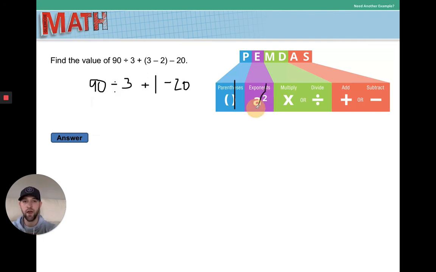Nope, I do not. Do I have multiplication or division? Well, I do not have multiplication, but I do have division right here. It's the first part, okay? 90 divided by 3. You should get 30 for that, okay? You should get 30 when you simplify, and then rewrite everything we have not used yet.